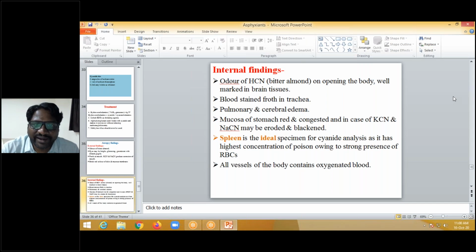The spleen is the ideal specimen for cyanide analysis, as it has the highest concentration of the poison owing to the strong presence of RBCs. So this is an entrance question. Remember, spleen is the ideal specimen for cyanide analysis. All vessels of the body contain oxygenated blood. So these are the internal findings of cyanide poisoning whenever you open the skull, thorax and abdominal cavities.